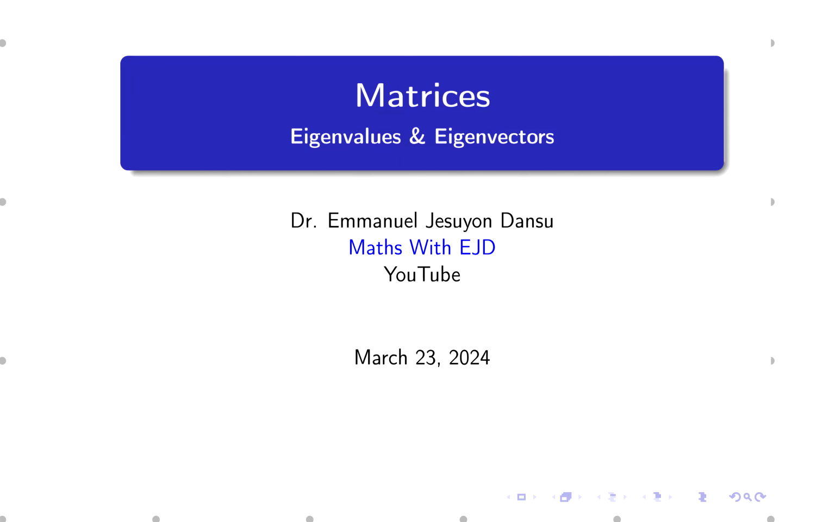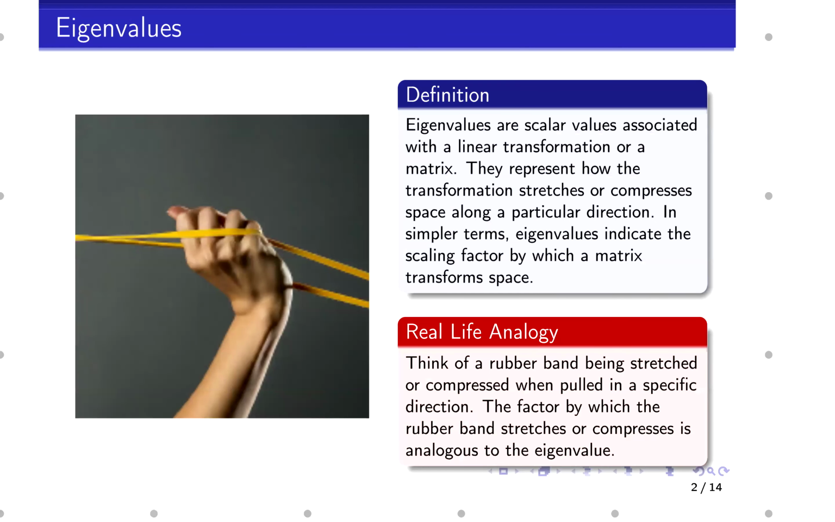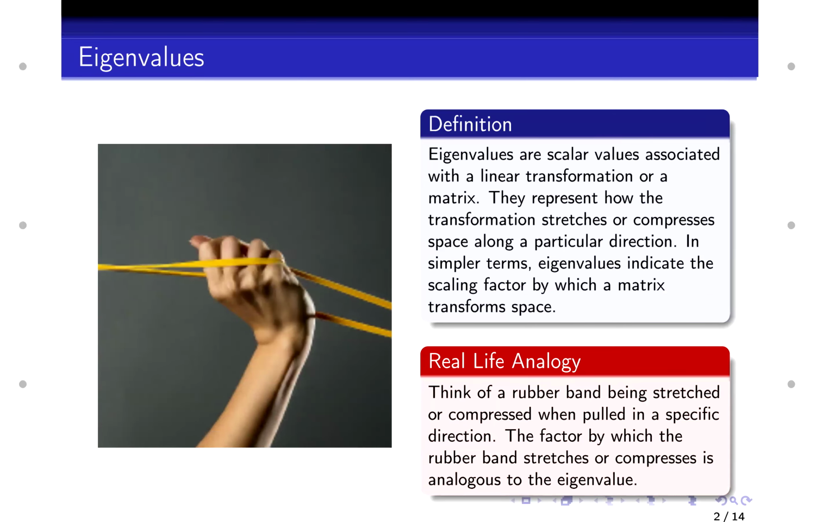Okay, so talking about eigenvalues, as it rightly sounds, they are talking about values. And that is why eigenvalues are scalar values associated with a linear transformation or a matrix. They represent how the transformation stretches or compresses space along a particular direction. In simpler terms, eigenvalues indicate the scaling factor by which a matrix transforms space.